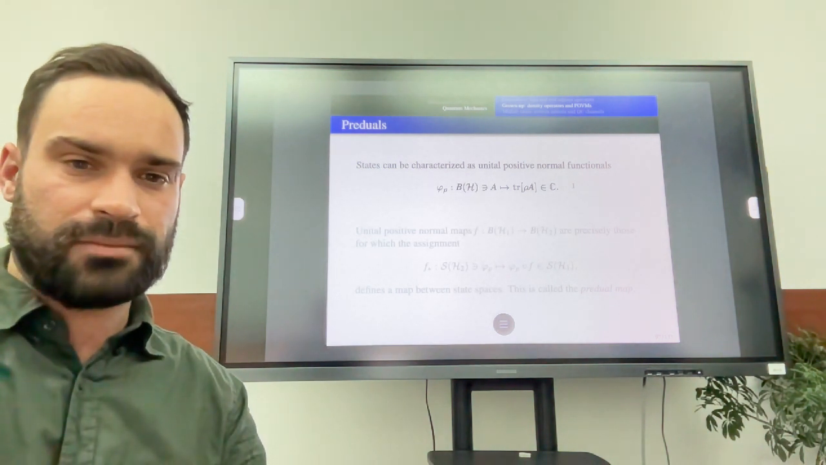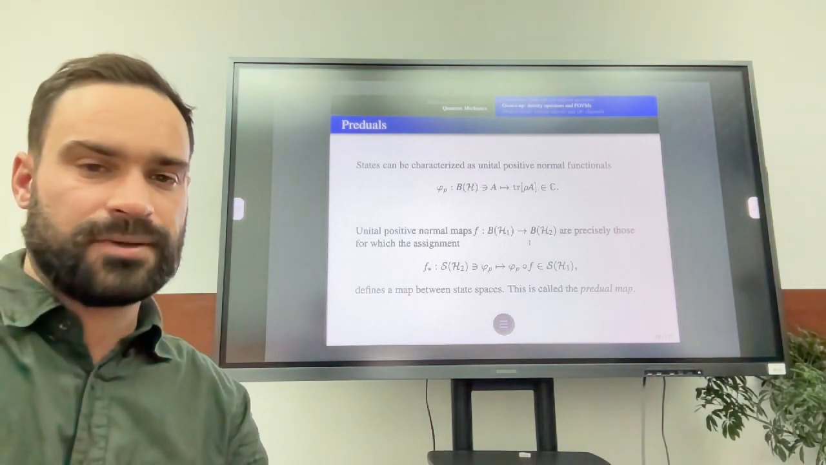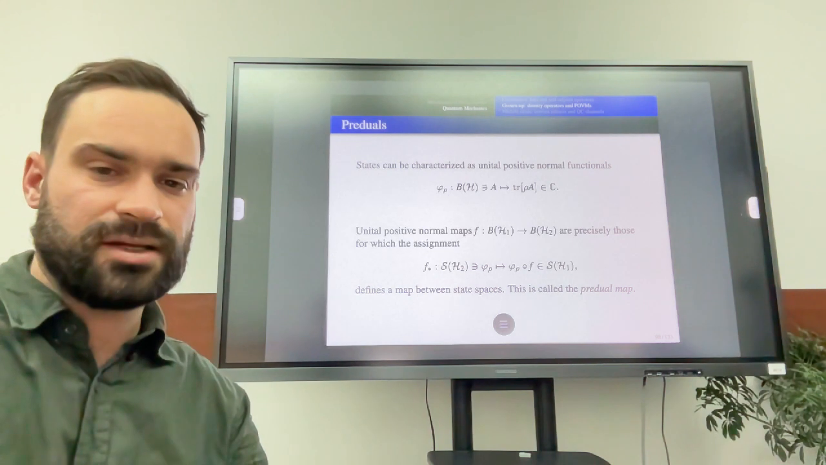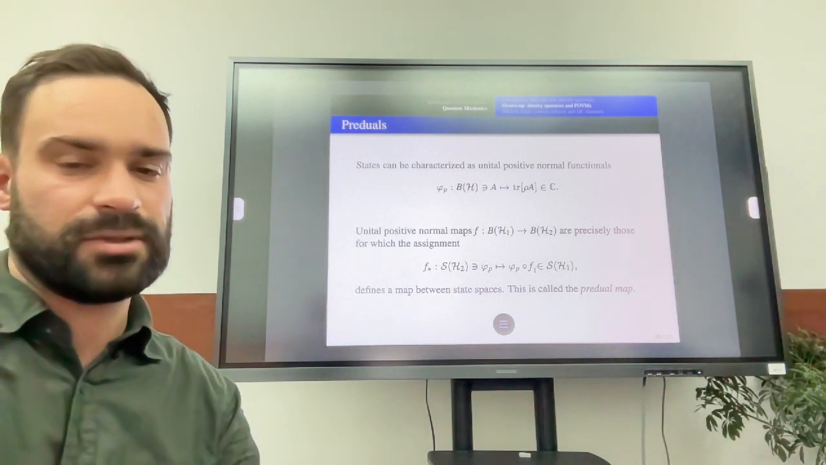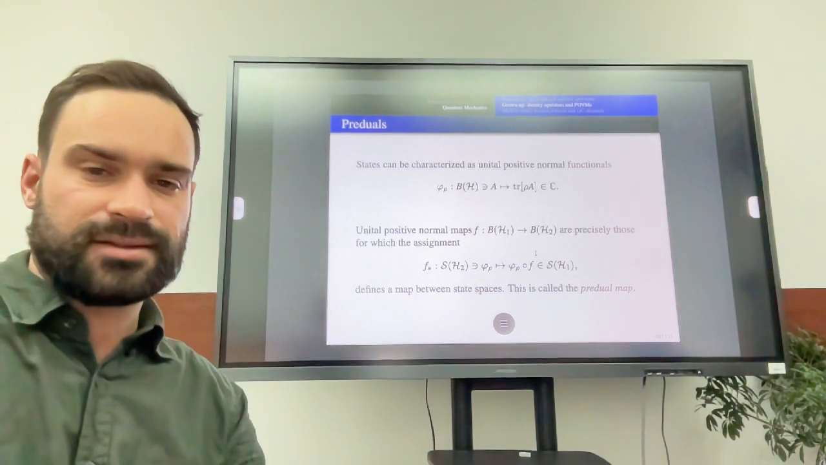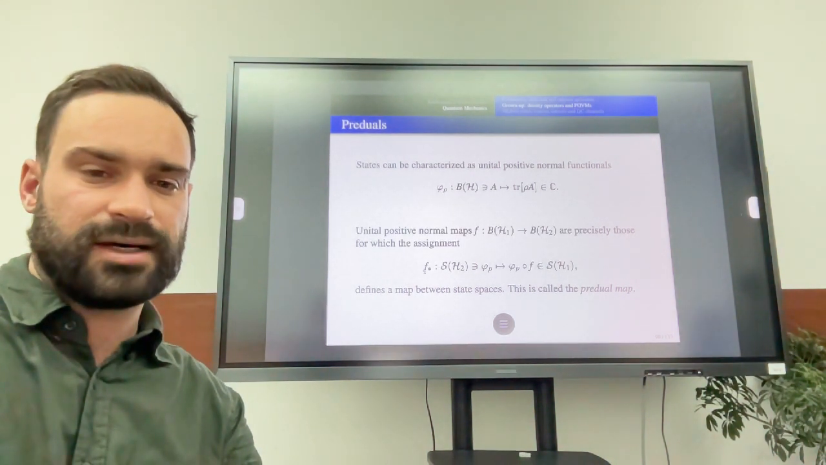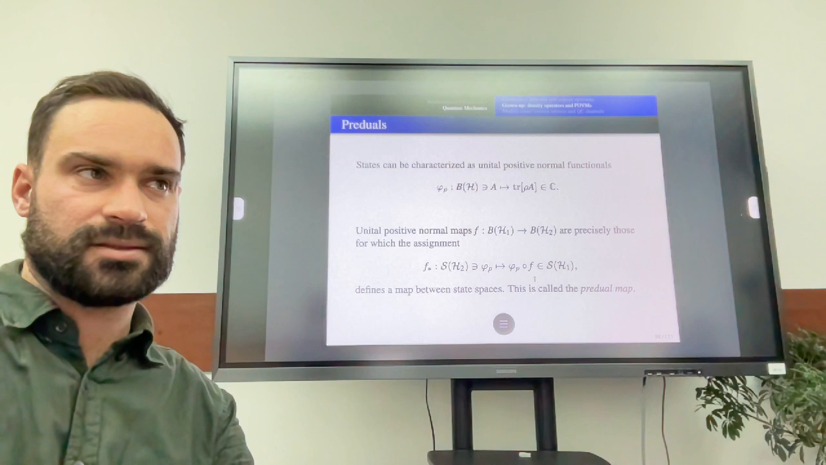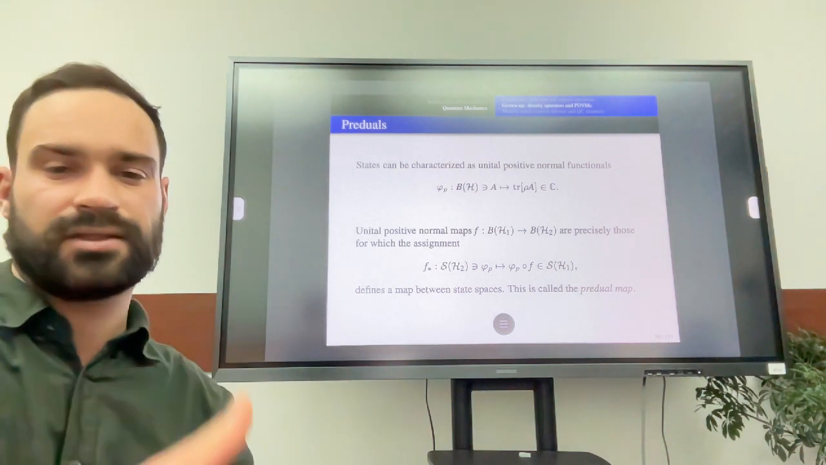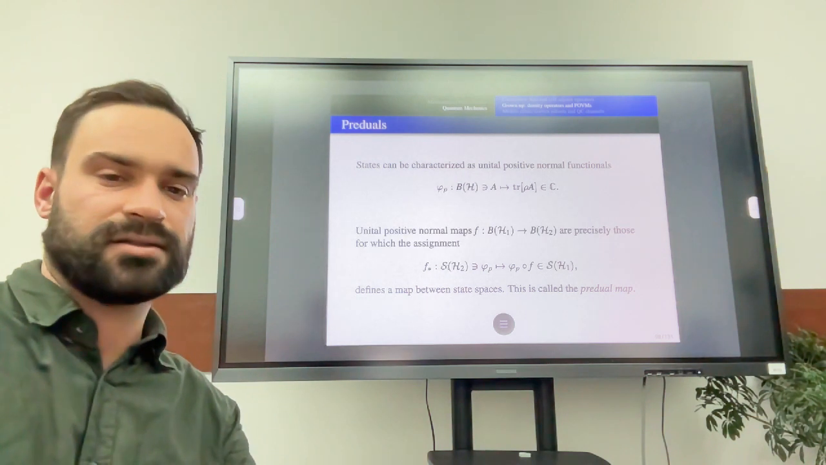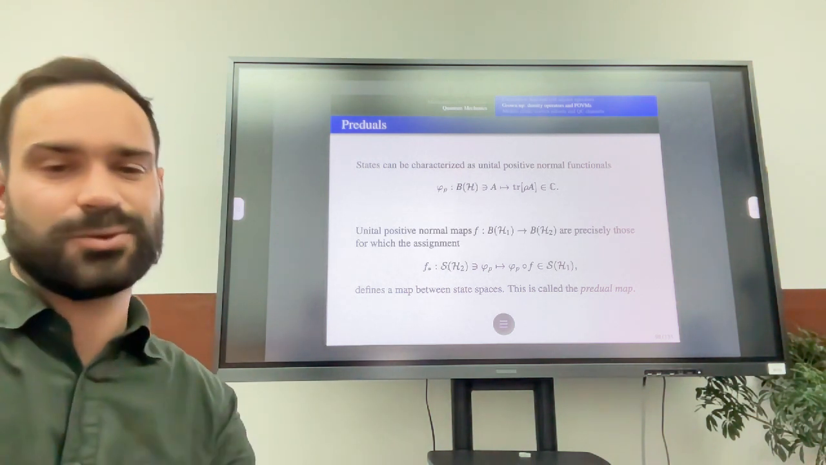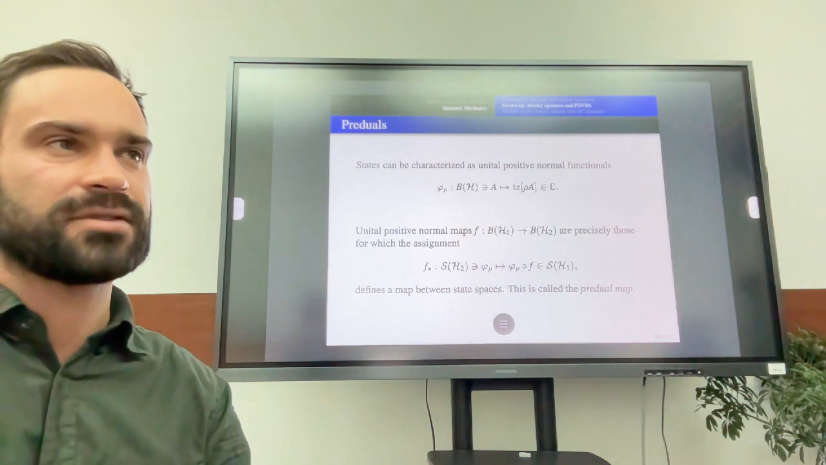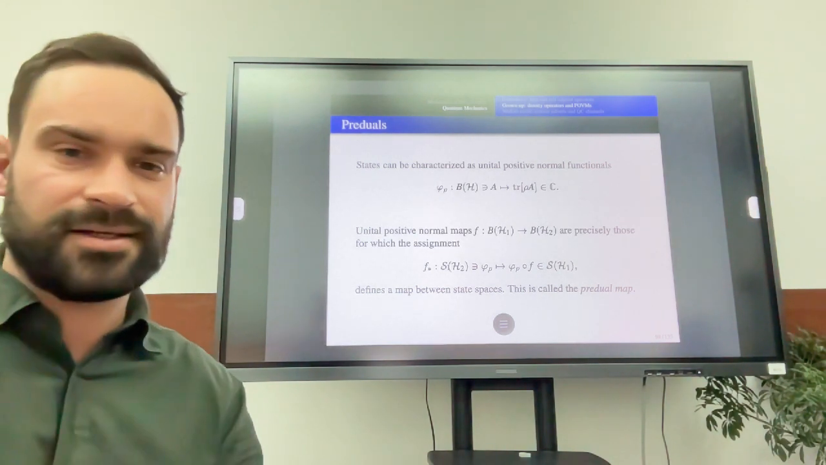And then why we care about normal maps is because when I have a normal map, if I see my state as being this functional, I can precompose it with f, and this is again going to be a normal map because normal maps compose. And only if the map is normal, I have this other map that goes the other direction, so to say, and it takes states to states. This is called a predual map because we've seen that the states live in the predual space because the dual is the bounded operators. Does that make sense? Or is it too quick? I can say it again, or maybe you have questions. You could repeat it. Yes, of course.